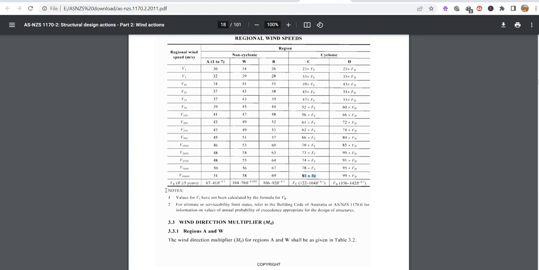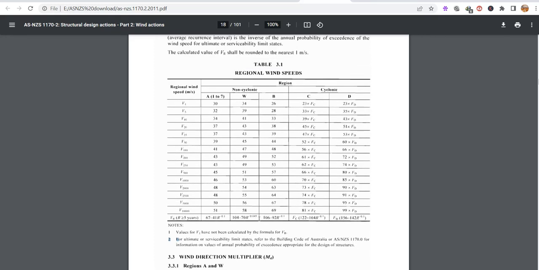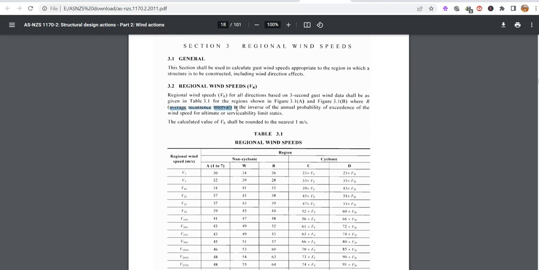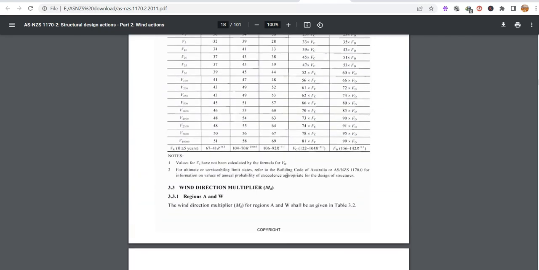So if you scroll down to the note, it says values for V1 have not been calculated by the formula for VR. For note number 2, it says for ultimate or stability limit states, refer to the building code of Australia AS 1170.0 for information of values of annual probability of exceedance appropriate to the design of the structure. So you see these values 1, 5, 10, 20, 25. These are the average recurrence intervals, which states here in the note. Annual probability of exceedance. They are found in this code.